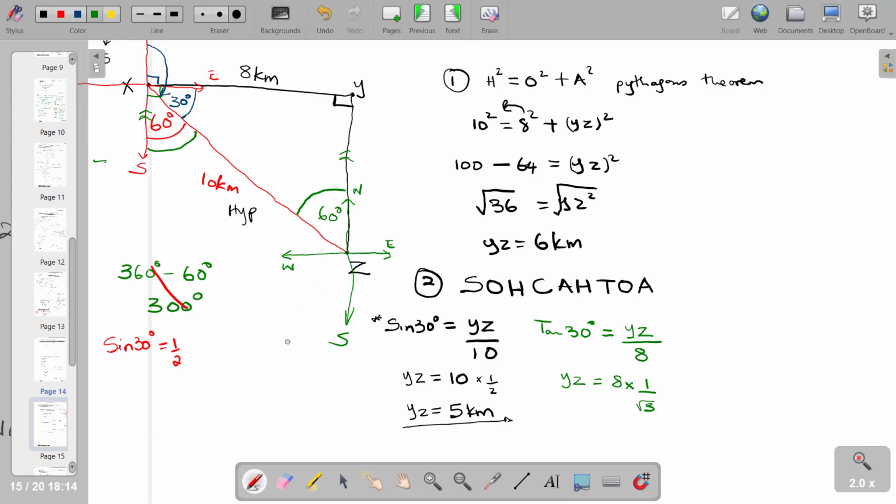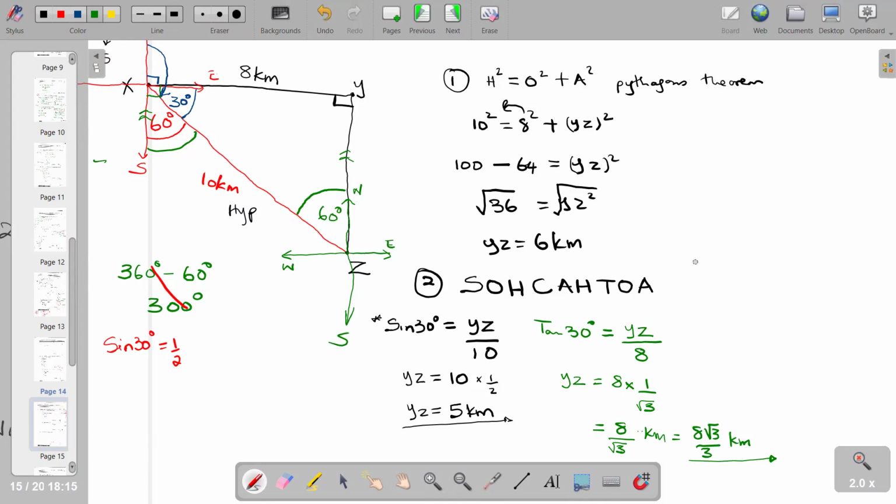From the special triangles. So if you check your yz, if you used this method, it means your yz was going to be equal to 8 over root 3 kilometers, which can be simplified. Remember, we are not using calculator. So it's either you're going to leave it like this, or you leave it in rationalized form. After multiplying both the numerator and the denominator by root 3, it was going to be equal to 8 root 3 divided by 3 kilometers.